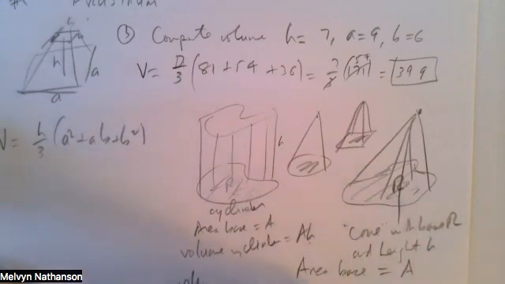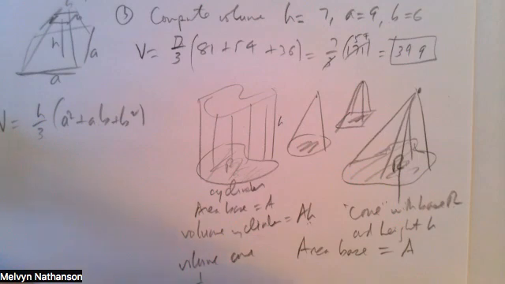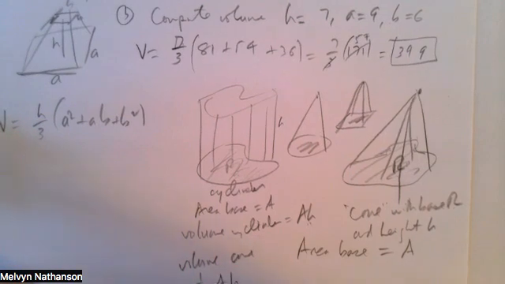And the volume of the cone, this is one of the amazing facts in calculus or geometry, is a third the volume of the cylinder. So it's a third the area of the base times the height. So that's the formula for the volume of a cone. Right?